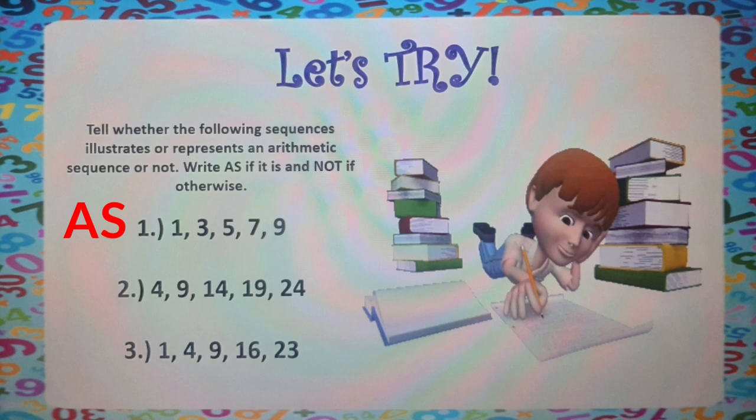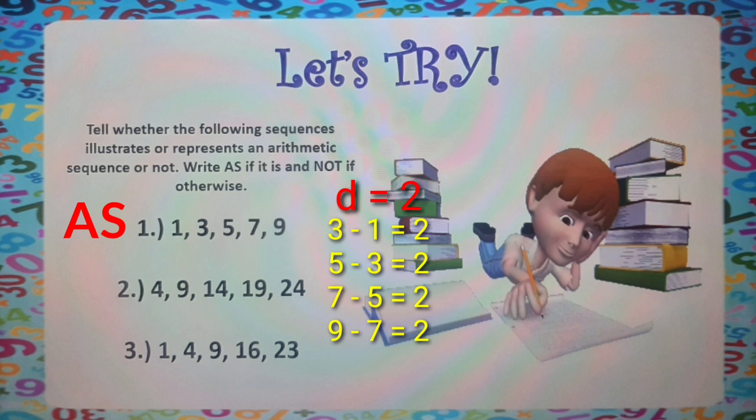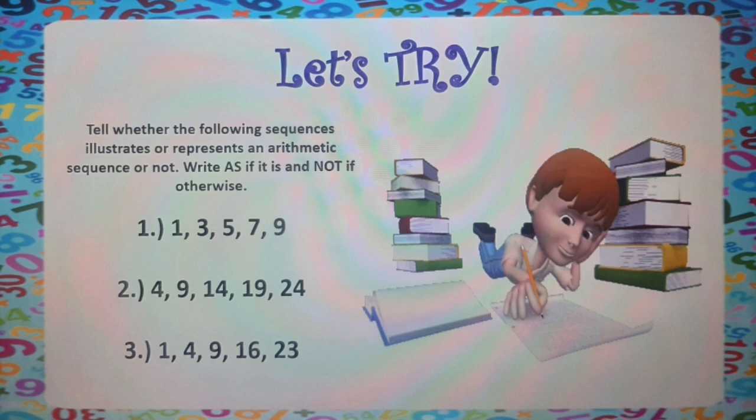If you're going to subtract the terms from right to left, let's have 3 minus 1. You're going to have 2. 5 minus 3, 2. 7 minus 5, 2. 9 minus 7, 2. And this 2 is what we call the common difference. So therefore, number 1, it's an arithmetic sequence. Very good.